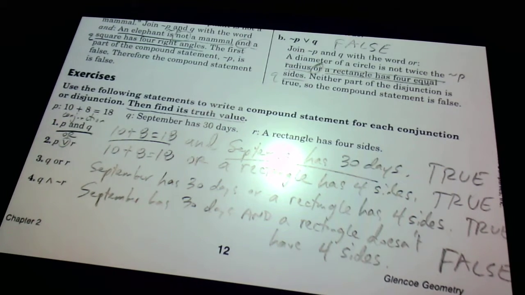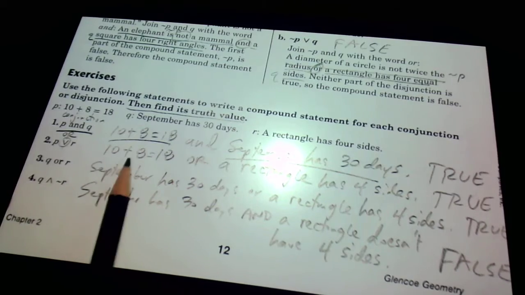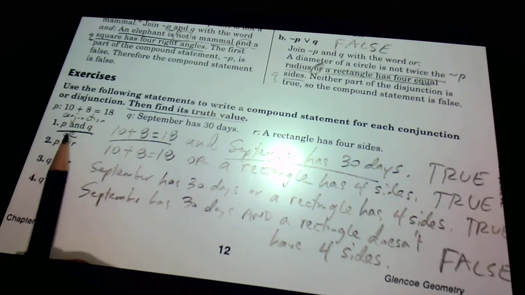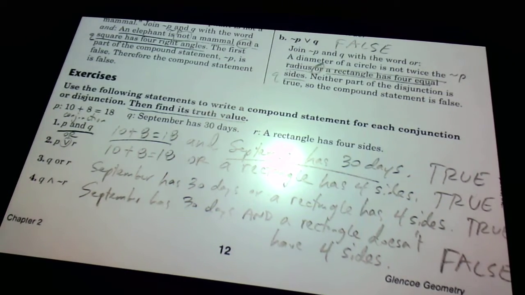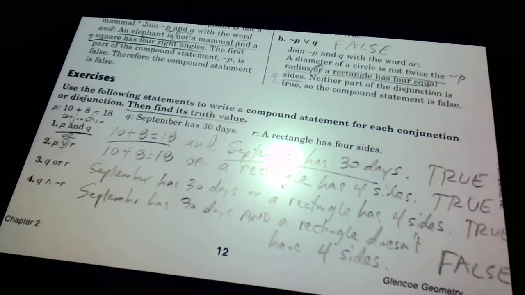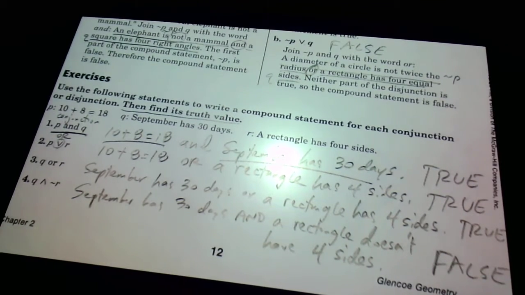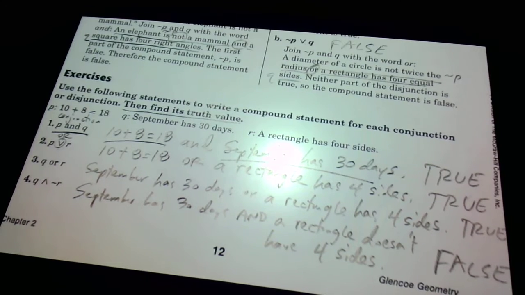Now, both of those happen to be true, but since one of them is true, we can look at, hey, 10 plus 8 is 18 is true. It's an or statement. The whole thing is true. All right, number 3, Q or R. Again, another disjunction. Only one has to be true. Q is September has 30 days, or a rectangle has 4 sides. One of them has to be true for the whole thing to be true. Well, September has 30 days, so it's true. Now, a rectangle has 4 sides is also true, but we didn't even really need to get there.